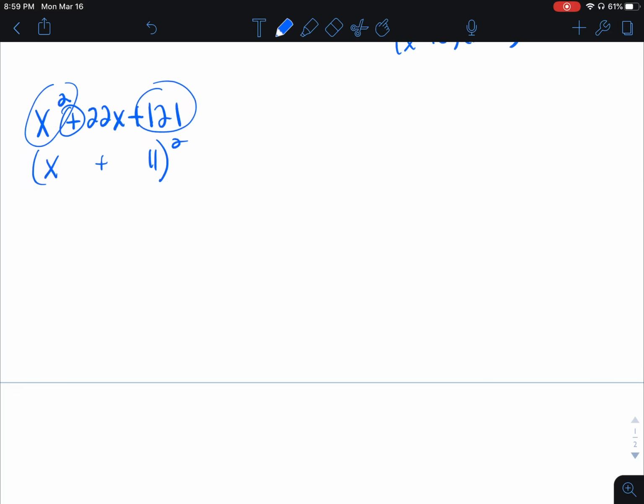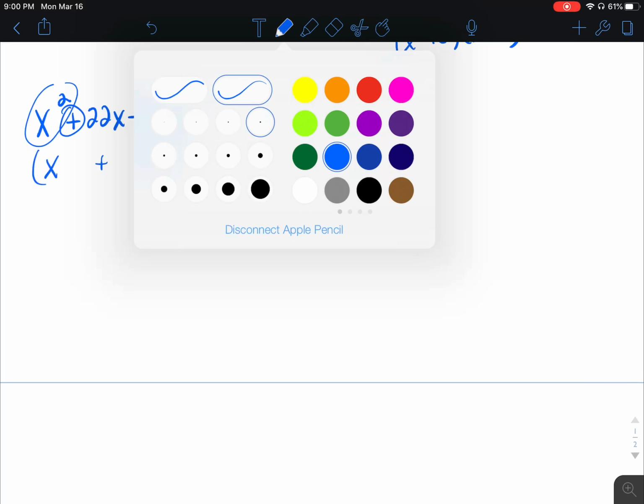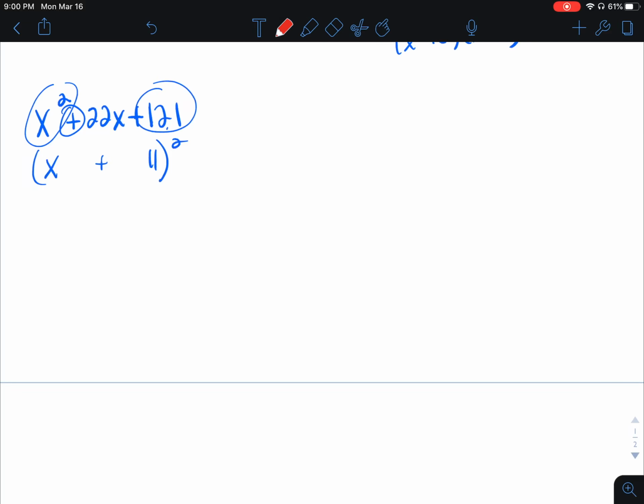Okay, really simple. So this takes the place of the AC method, where we would say factors of 121 that add to give us 22 and so on and so forth. So this is an even bigger shortcut that you can use. All right, now, so that works really well. Let's look at them if they get a tiny bit more complicated.